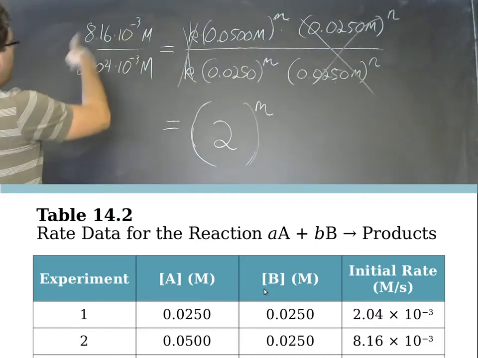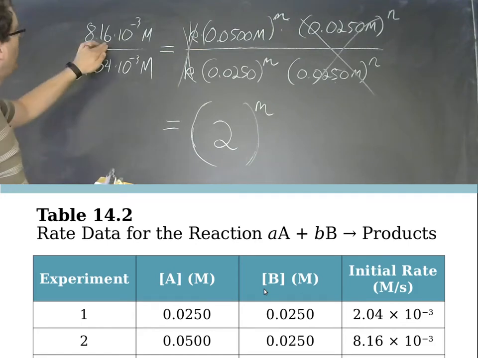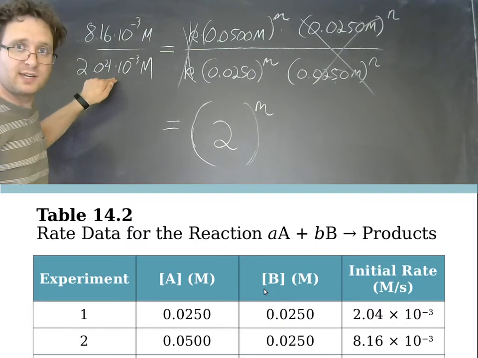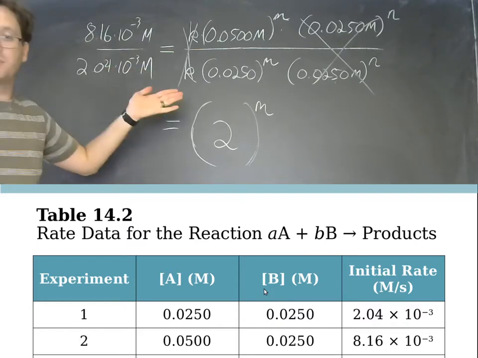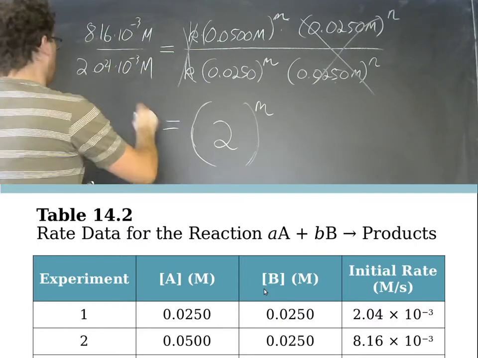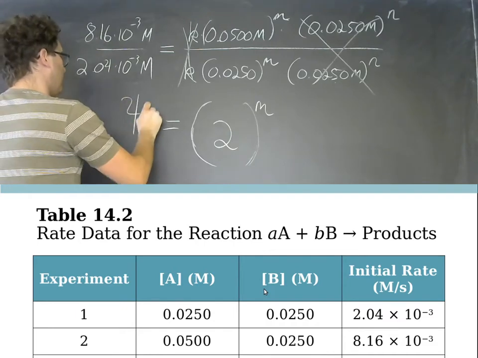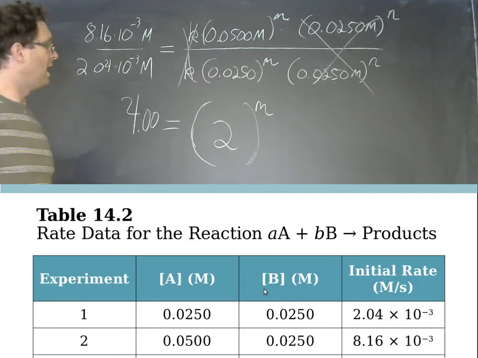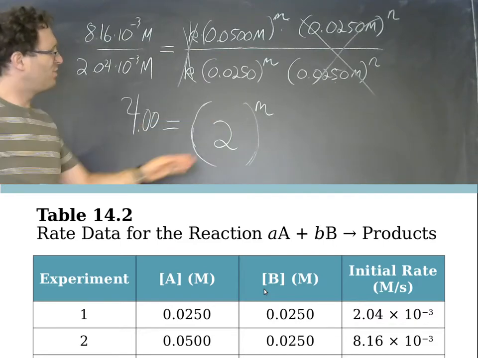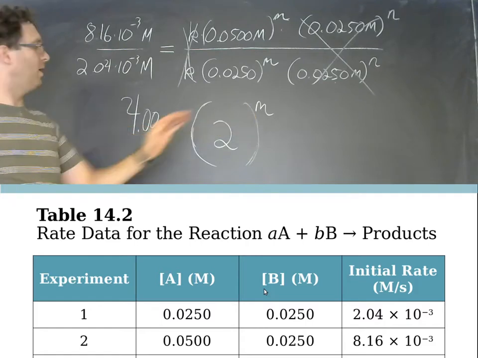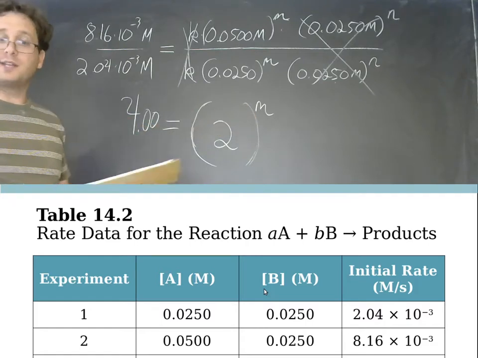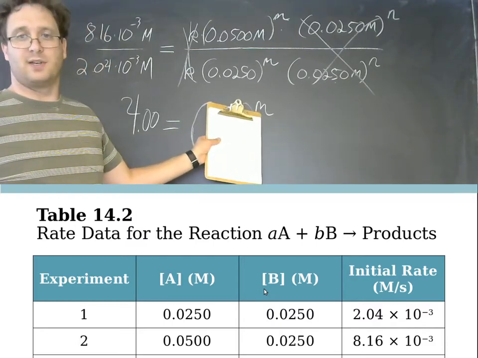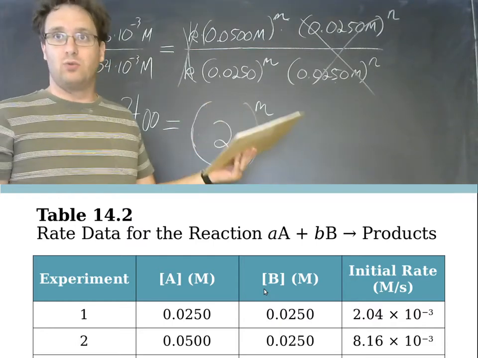And then if we look on the left side, 8.16 times 10 to the negative third divided by 2.04 times 10 to the negative third. We can put that into our calculator, and what we'll find is that is 4.00. And so now it doesn't look too bad. 2 raised to some power is equal to 4. Now technically we can solve this regardless of whether m is an integer or not. We would have to use logarithms, right?